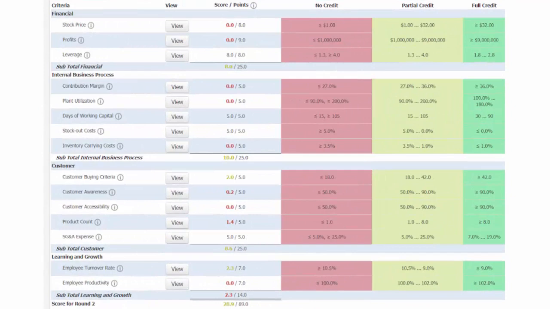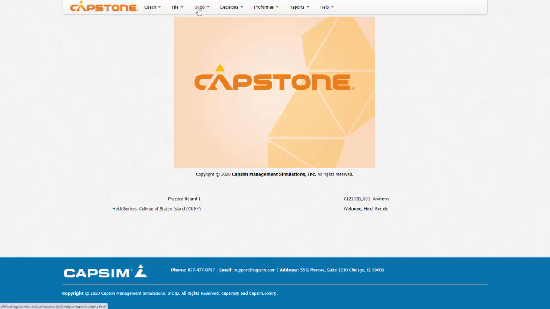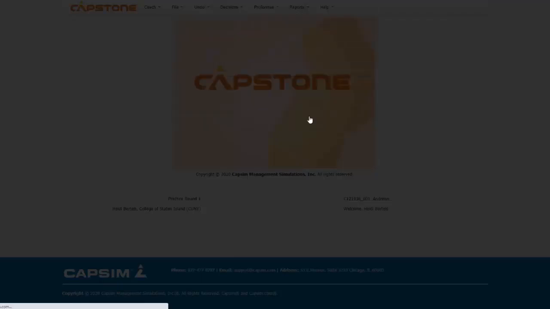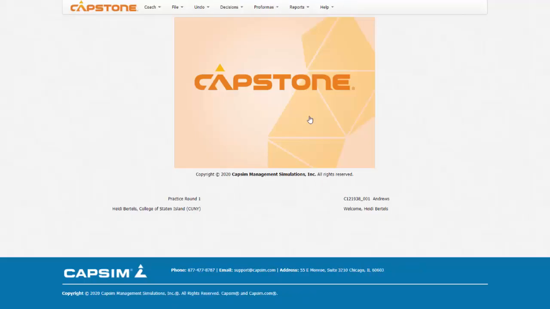The simulation includes many measurable and actionable variables that can measure performance in each of the 4 areas of the Balanced Scorecard. I will now go into the simulation and illustrate where you can find the Balanced Scorecard and demonstrate how it works. I have undone any decisions I made by going to Undo and undo to the start of round. I am now at the start of round 1 with no decisions made.